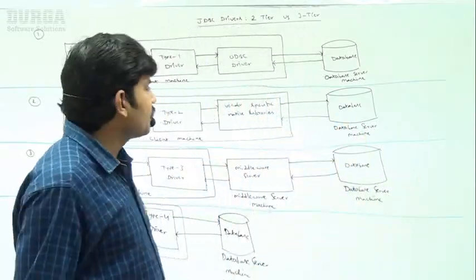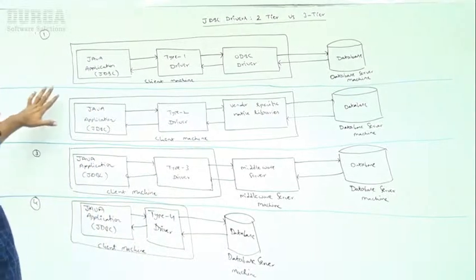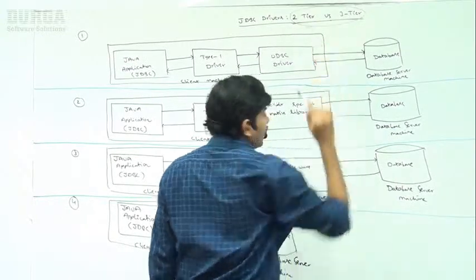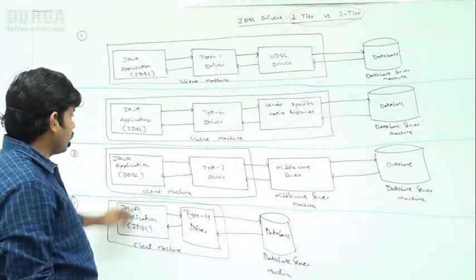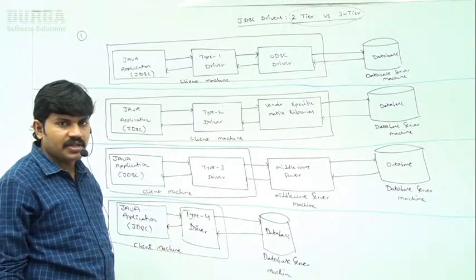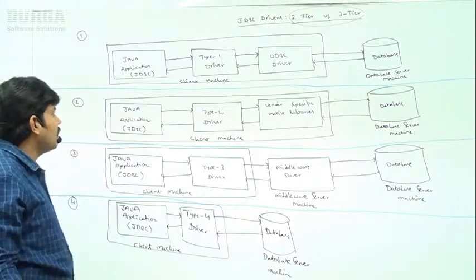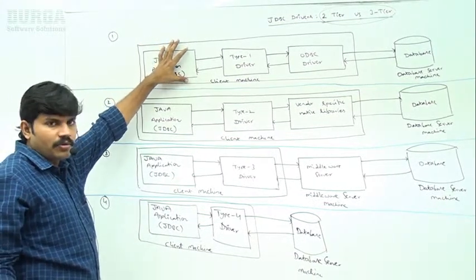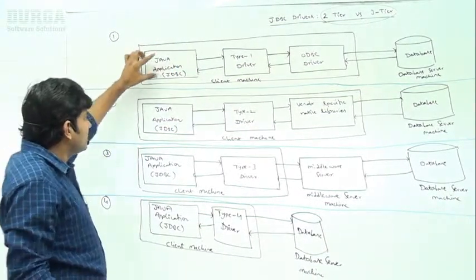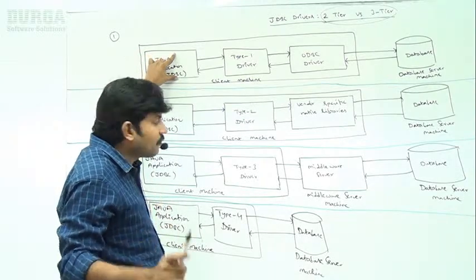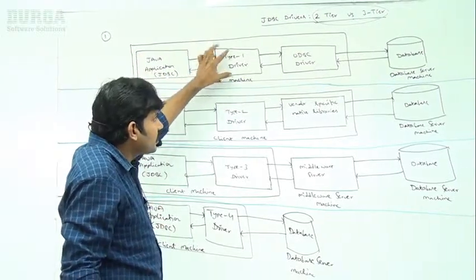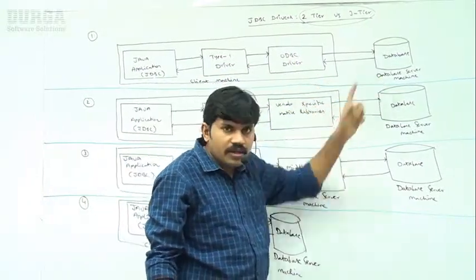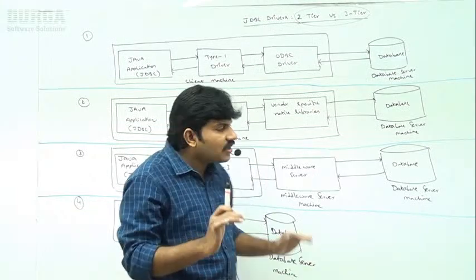Now, observe that. In the case of JDBC drivers, 2-tier versus 3-tier. Are you getting 2-tier versus 3-tier? Don't get shocked by seeing all the diagrams at a time. Don't get confused. Here, see this one. The first one I'm talking about is the type 1 driver, right? Java application, type 1 driver. Type 1 driver communicates with the ODBC driver. ODBC driver communicates with the database. Correct or not? Okay. So this is type 1.